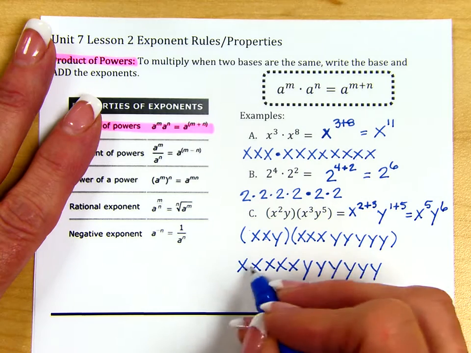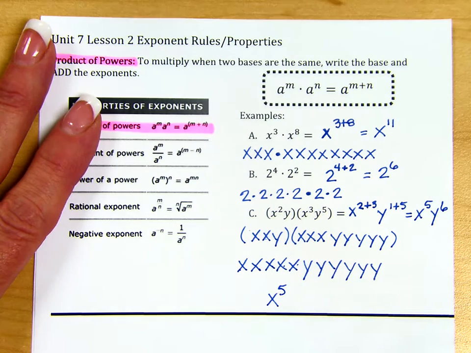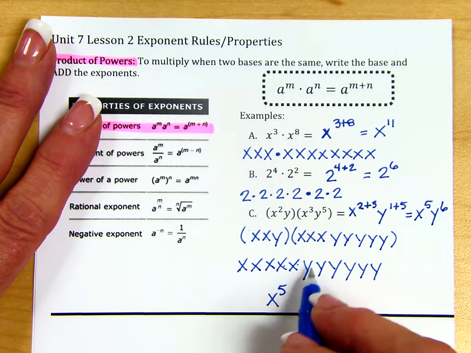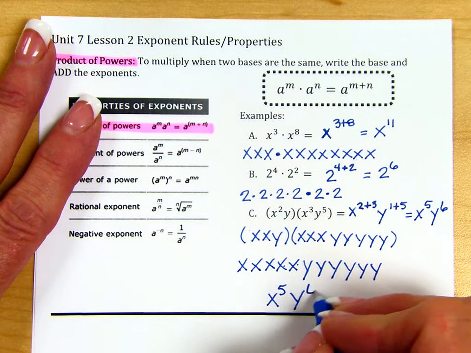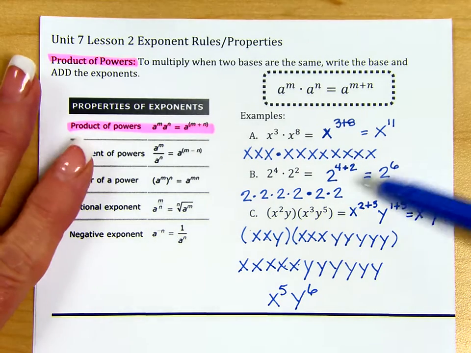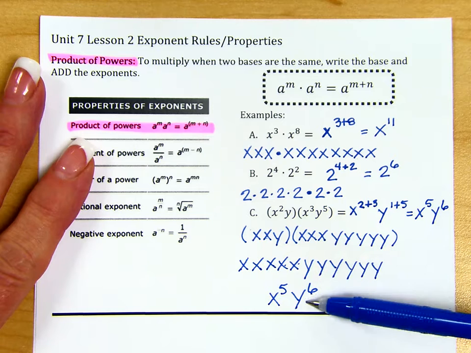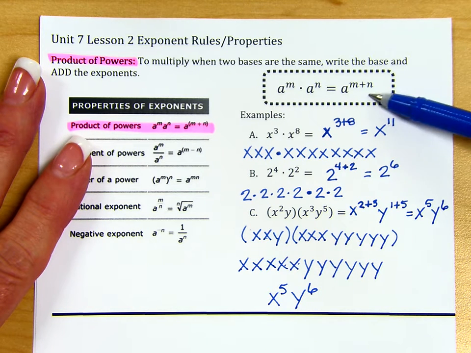Then you just count them up. 1, 2, 3, 4, 5 x's means x being raised to the 5th power. And then 1, 2, 3, 4, 5, 6. You have 6 y's being multiplied together, and that is to the 6th power. So I can expand this out and get the same answer as if I applied this property.